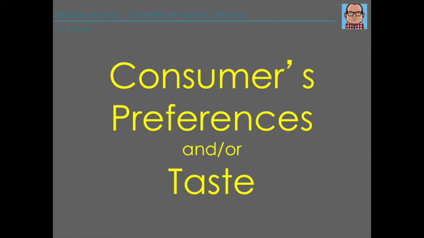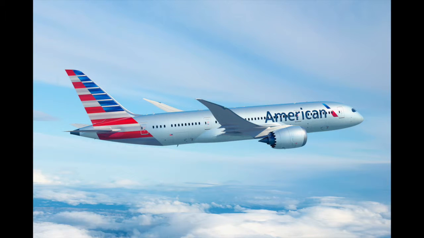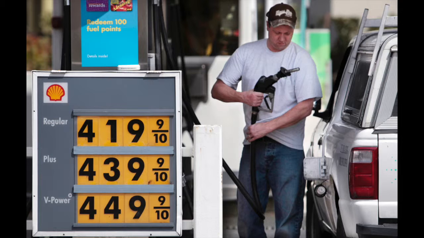Changes in consumers' preferences or tastes for a product relative to another product will change the amount they purchase at a given price. For example, after September 11, 2001, more consumers were afraid to fly, resulting in a decrease in the demand for air travel. The demand for gasoline increased as people chose to drive to different destinations.